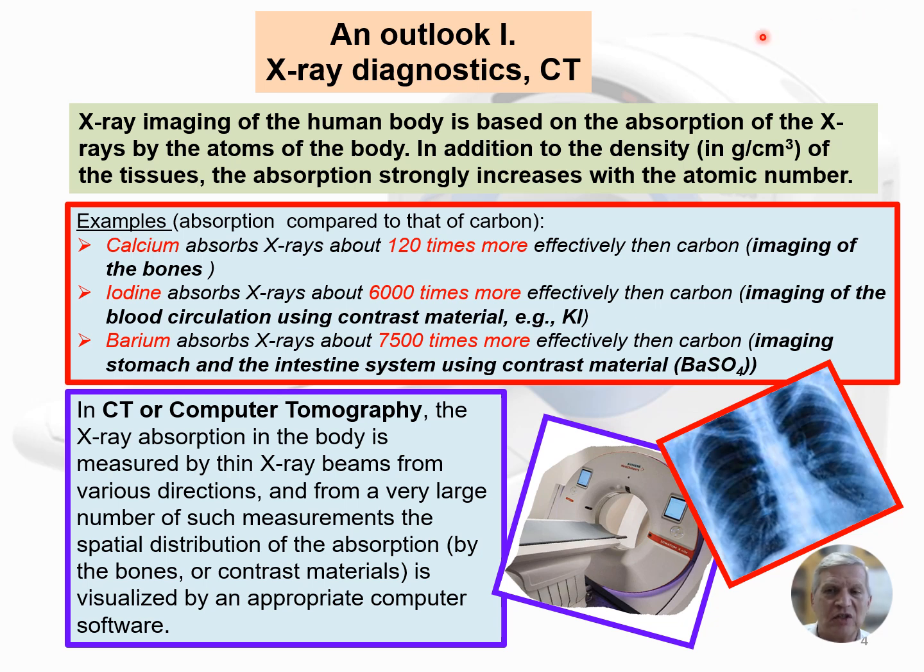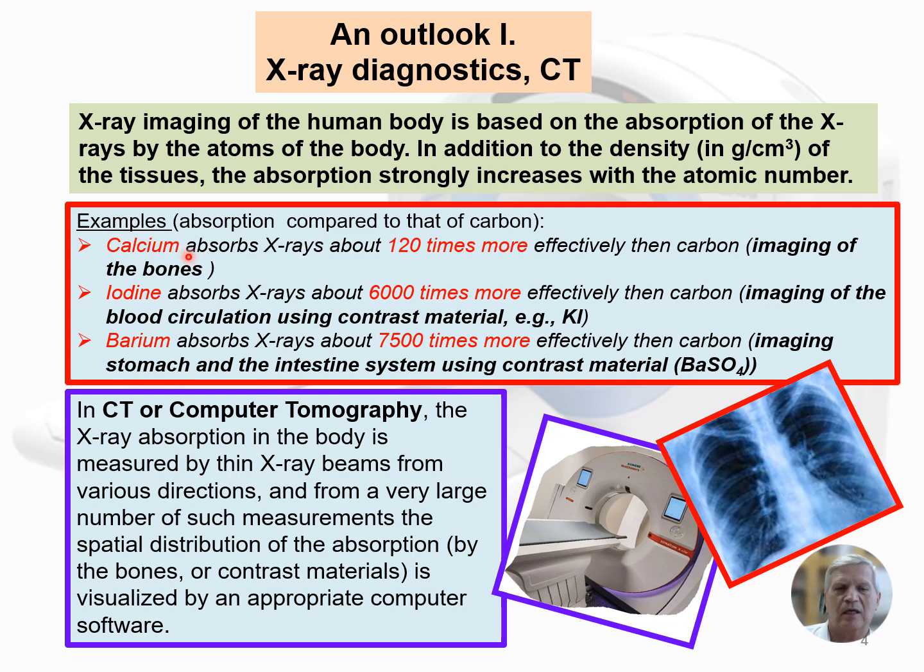Since we mentioned CT, let's have a short outlook on how it works. CT is based on X-ray absorption. In general, the X-ray imaging of the human body is based on the absorption of X-rays by atoms of the body. In addition to the density, which is simply measured in gram per cubic centimeter of the tissues, the absorption strongly increases with the atomic number. This is a really very important dependence, and it is based on the photoelectric effect. We don't go into details. Instead, I just show you some examples.